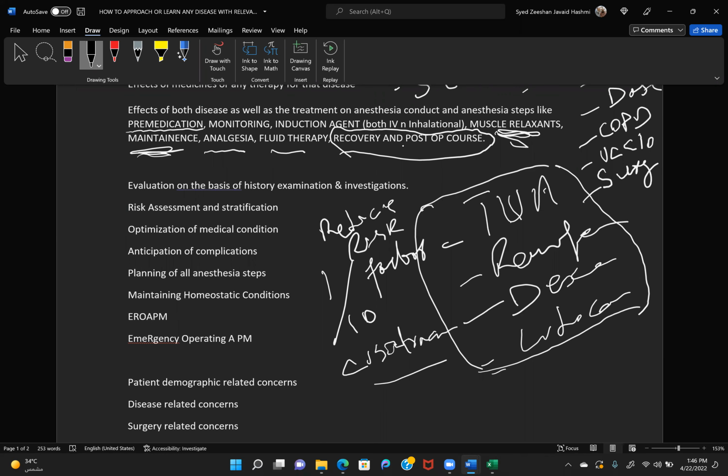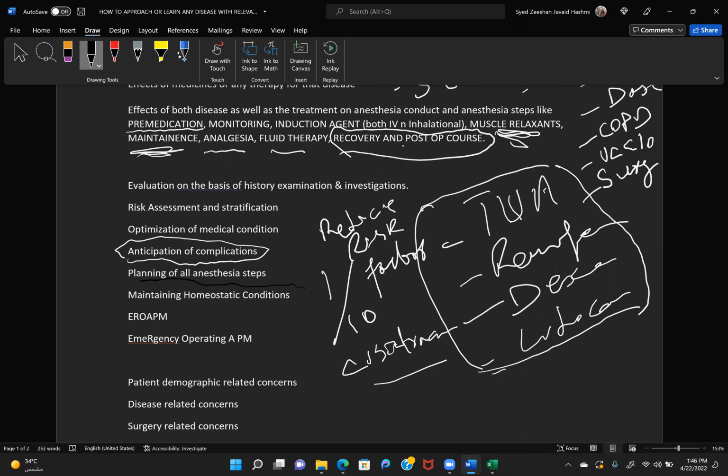This heading I just tried to make as a mnemonic for it. So: evaluation, risk stratification and assessment, optimization, anticipation. What do you mean by anticipation? You are anticipating that this patient can have delayed recovery, that patient can have a cholinergic crisis, another can have aspiration problems. So these are the anticipation of complications. And then planning of all the anesthesia steps: induction, maintenance, monitoring, recovery, fluid therapy, and maintaining the homeostatic conditions.